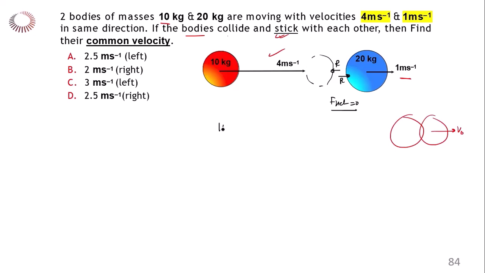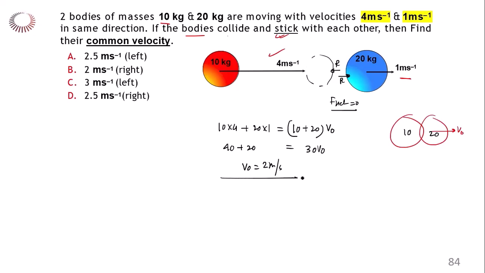Initially the 10 kg is moving with 4 meter per second, so its initial momentum is 10 into 4, and the 20 kg is moving with 1 meter per second, so 20 into 1. That should be equal to the final momentum. In the final situation, both the 10 kg and 20 kg stick together, so the total mass of the system becomes 10 plus 20, which is 30, into V naught. So 30 V naught equals 40 plus 20, that means 60. So V naught becomes 2 meter per second.